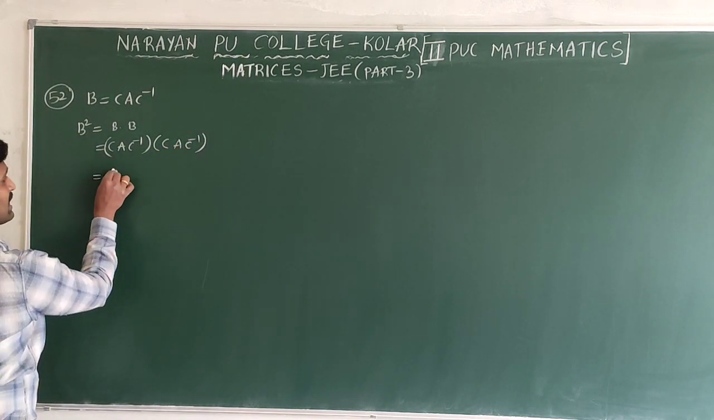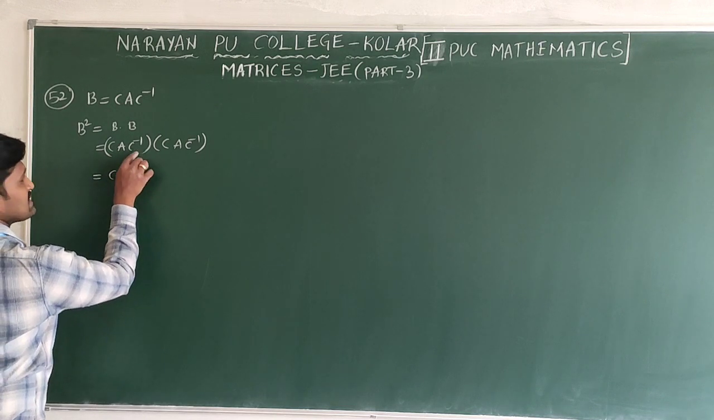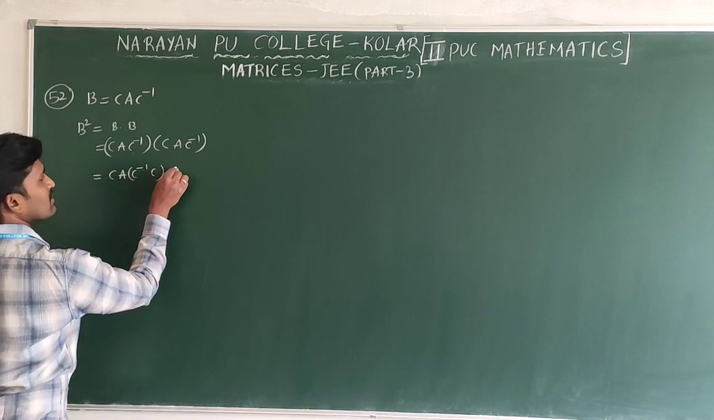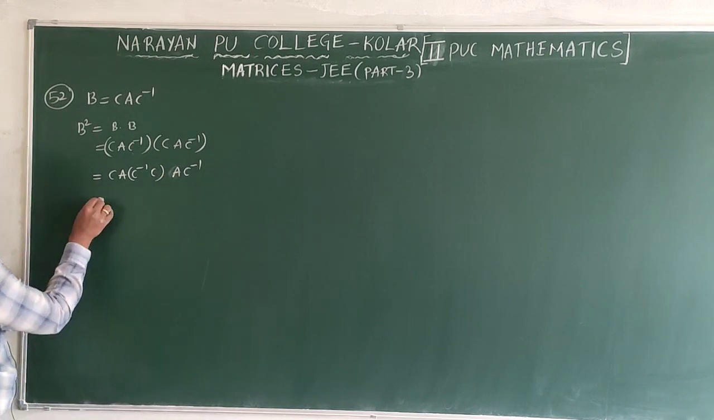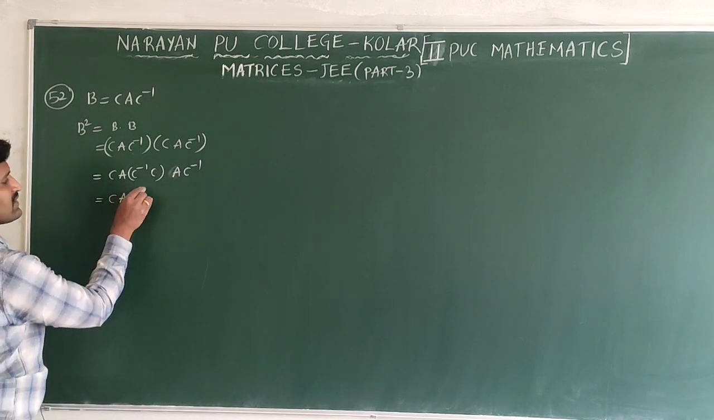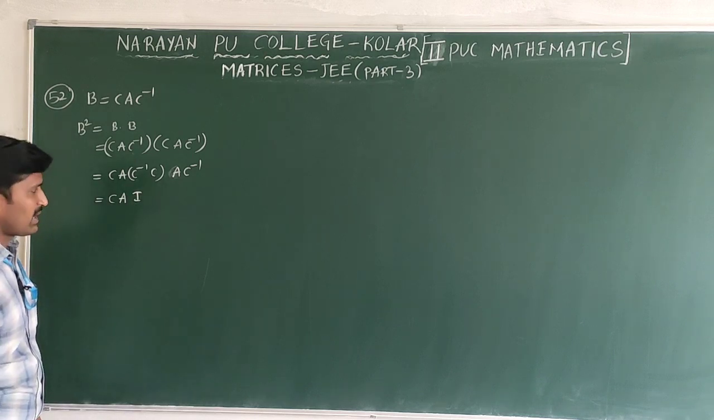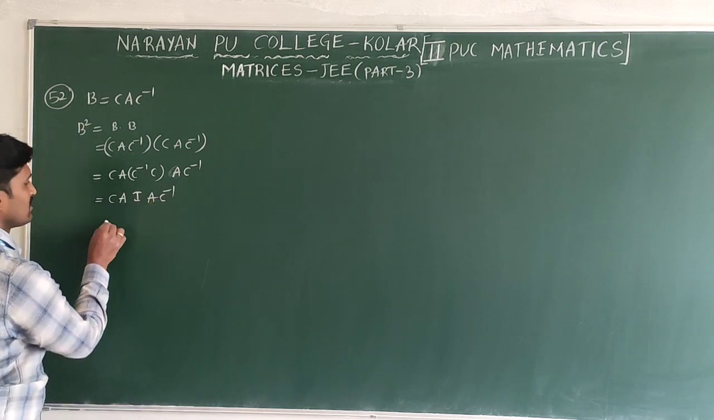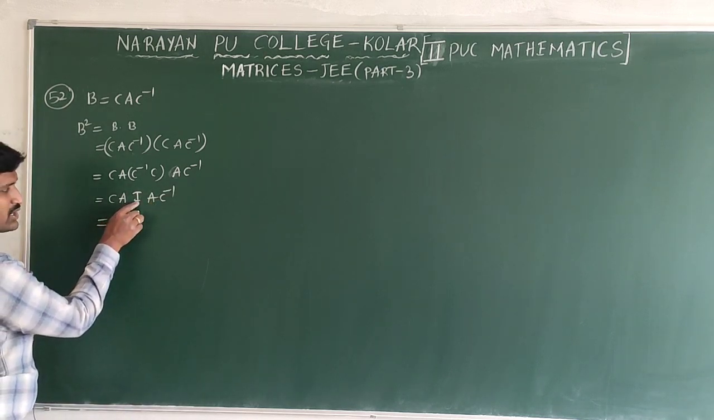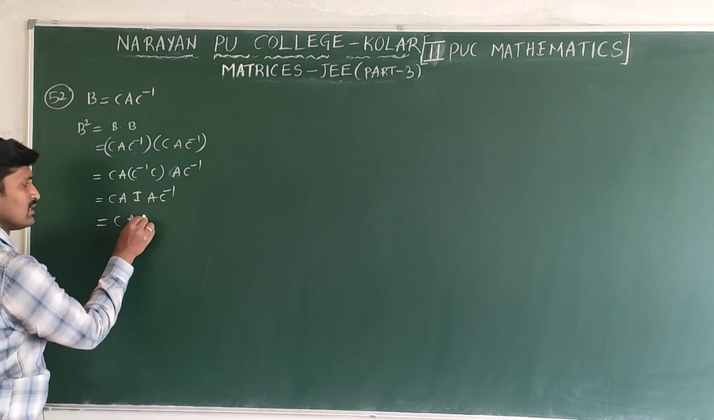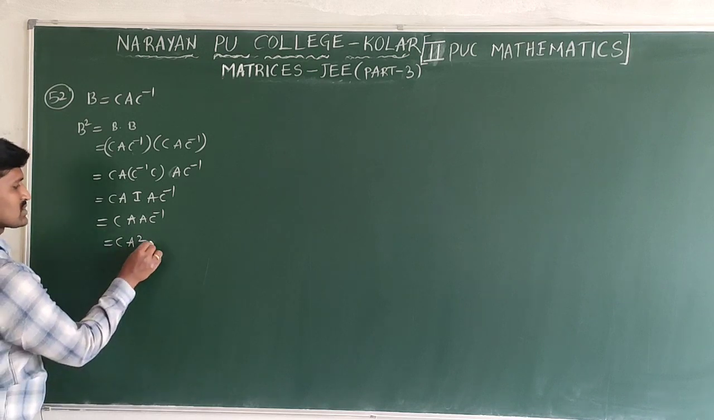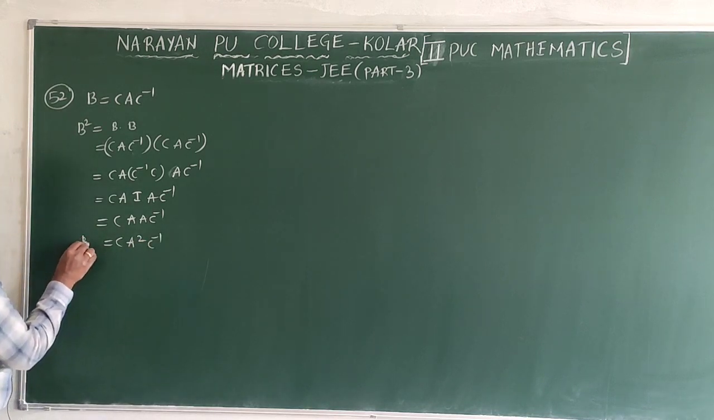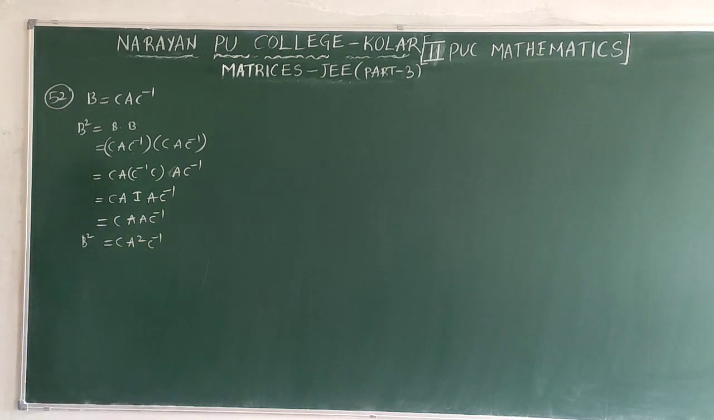If you change the bracket, what will you get? CA C inverse into C, into A into C inverse. C inverse into C is what? Identity matrix, into A into C inverse. C A into I, what will you get? A only, into A into C inverse. From this what will you write? C A square into C inverse. This is which one? B square.